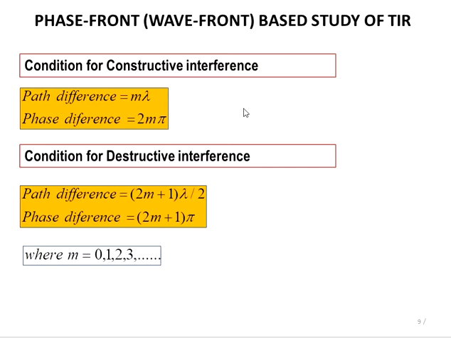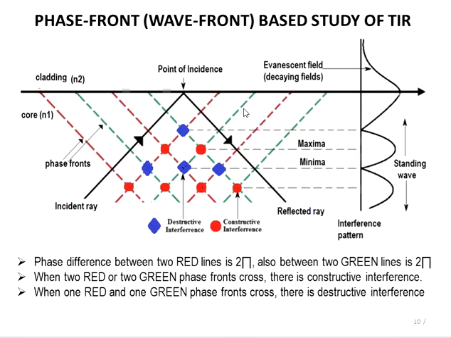So now by applying this concept, let us consider this wave. The incident wave will have phase fronts. The red and green lines indicate the phase fronts, and the difference between them will decide whether there is constructive or destructive interference.